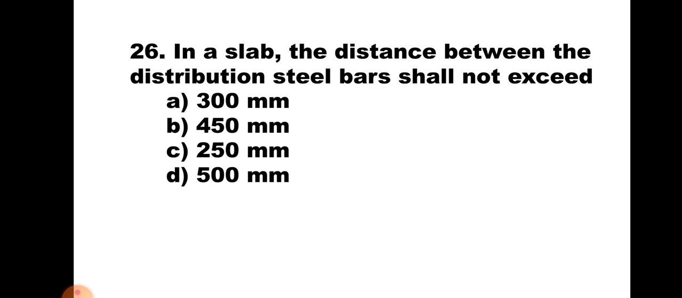Question number 26. In a slab, the distance between the distribution steel bars shall not exceed A 300 mm, B 450 mm, C 250 mm, and D 500 mm. This is a question similar to the previous question. Only difference is here distribution bars are given and it is asked in terms of distance, not in terms of D. Okay. So for distribution bars, we know that the distance between distribution steel bars shall not exceed 5D or 450 mm, whichever is less. So here the correct answer is B 450 mm.